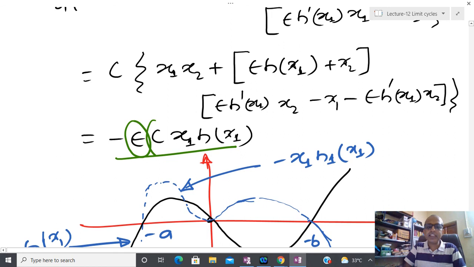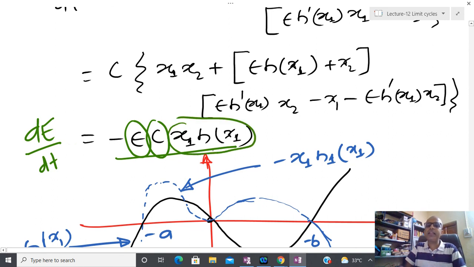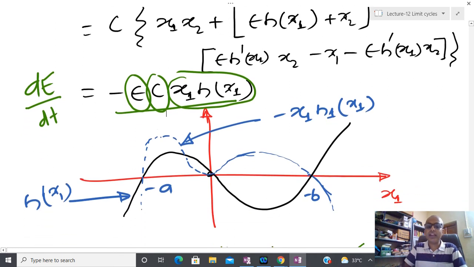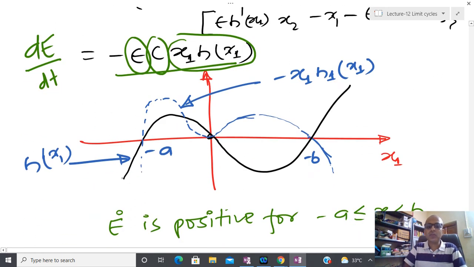Now if that comes like this, try to see here epsilon is root under L by C, so that is positive. Capacitance is always positive. So the sign of this signal, which is nothing but d by dt, the rate of change of energy, is totally decided by the multiplication of x1 into hx1. And we know the driving point characteristic, that whatever curve it is, it should look like this.